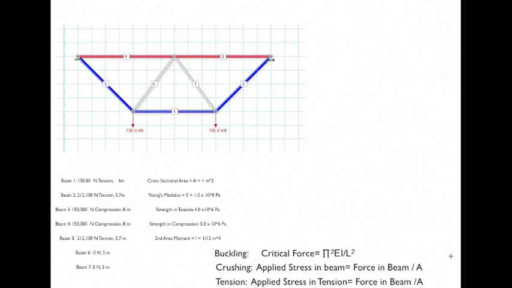In crushing, the applied stress in the beam is equal to the force in the beam divided by the area. If this is less than the strength in crushing, or in compression, then this passes. Similarly, in tension, the same calculation is used: the applied stress in tension equals the force in the beam divided by the area, and if this is less than the strength in tension, it passes as well.